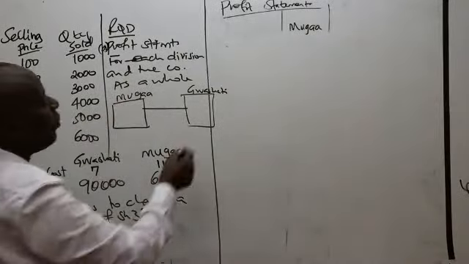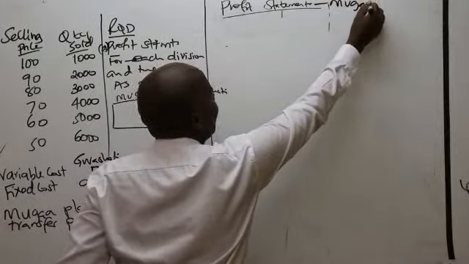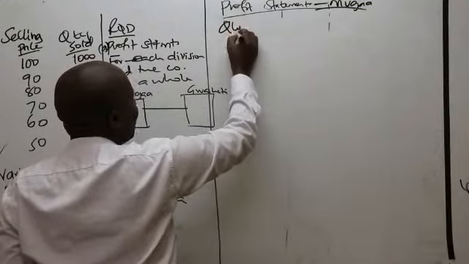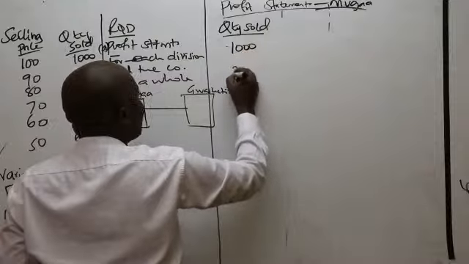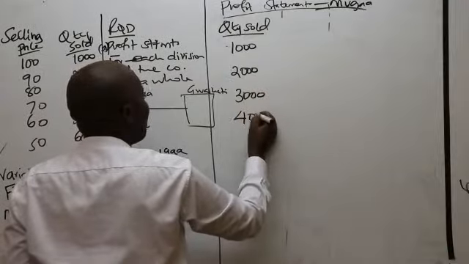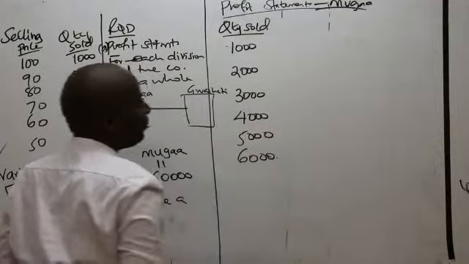So we have here the profit statement for Muga. Muga's quantities will also be Washati's quantities. So we have here quantity sold: we have 1,000, 2,000, 3,000, 4,000, 5,000, 6,000.